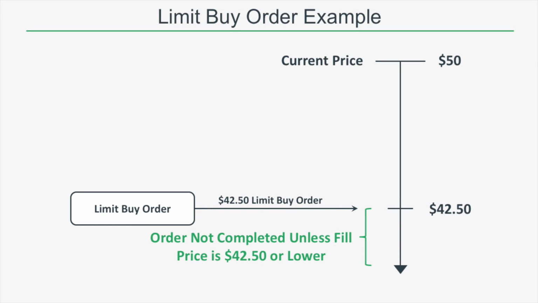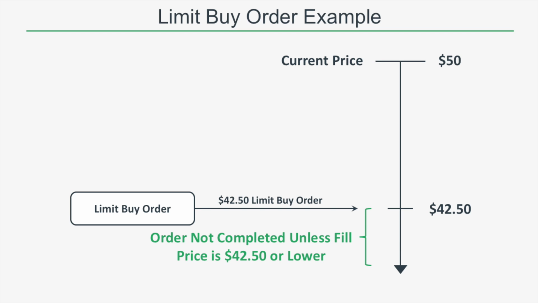Alright, and in this example, we're looking at a limit buy order. So let's say the current price of a stock is $50 per share and you wanted to buy the stock when it reached $42.50. To accomplish this, you could route a limit buy order with a specified price of $42.50. Now this order will not be filled unless your fill price is $42.50 or lower. So $42.50 or better. Since you're buying, a better price would be lower. So in this case, $42.50 is your limit buy order. You will not get filled unless the fill price is $42.50 or lower.